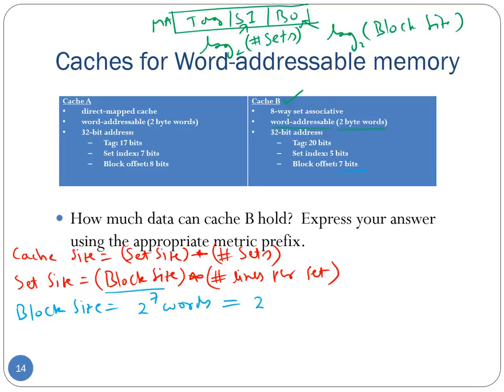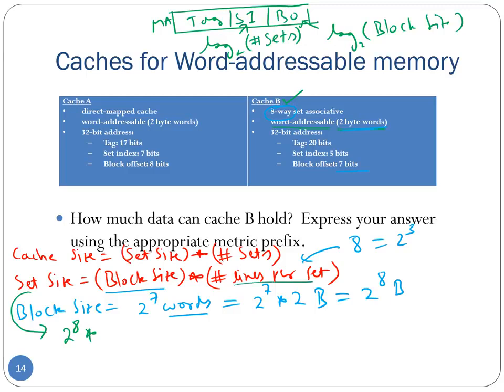So which is basically 2 to the power 7 multiplied by the word size, right? Word size is 2 bytes, so 2 to the power 7 into 2 bytes, so this is basically 2 to the power 8 bytes. That's the block size. And number of lines per set is already given, this is an 8-way set associative cache, right? So the number of lines per set is 8, which is 2 cubed. So from here the set size is given by the block size, which is 2 to the power 8 bytes multiplied by the number of lines per set, which is 2 cubed. So this is basically 2 to the power 11 bytes. This is our set size.